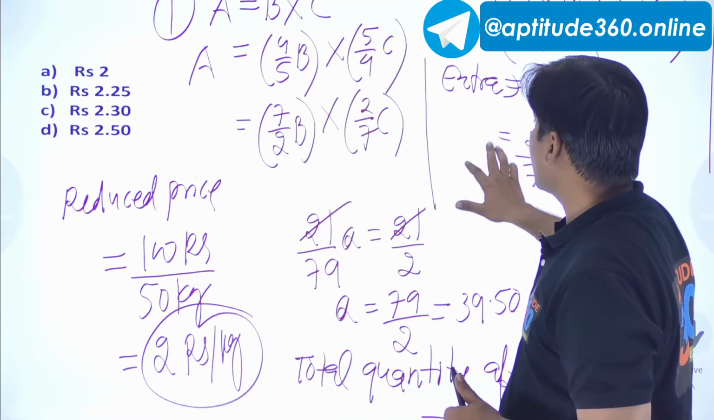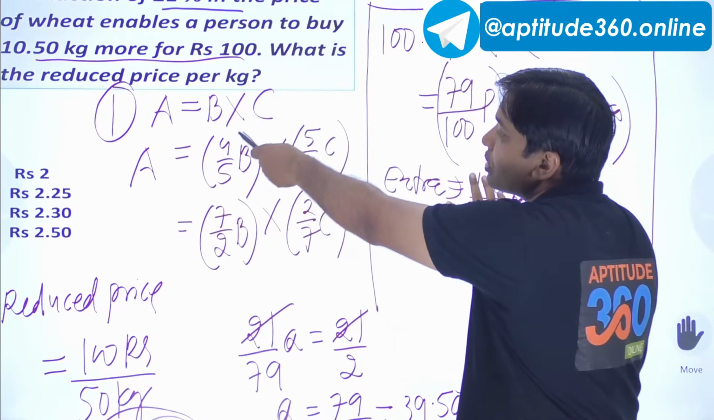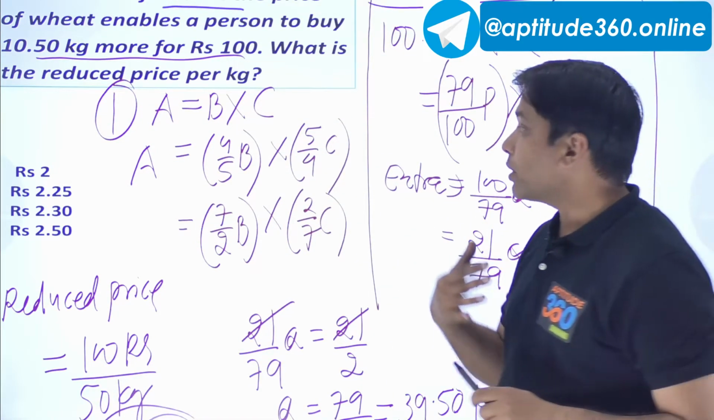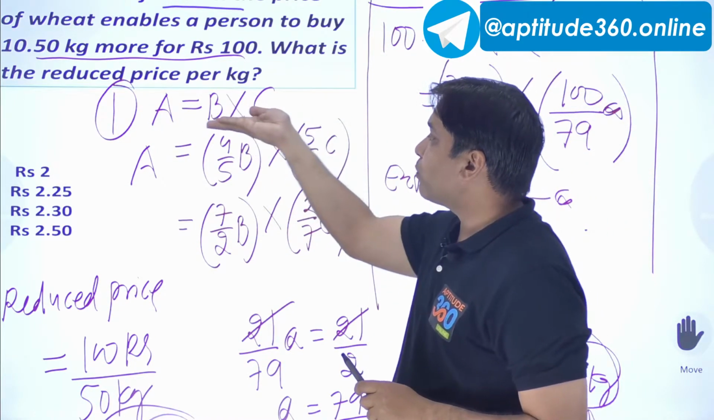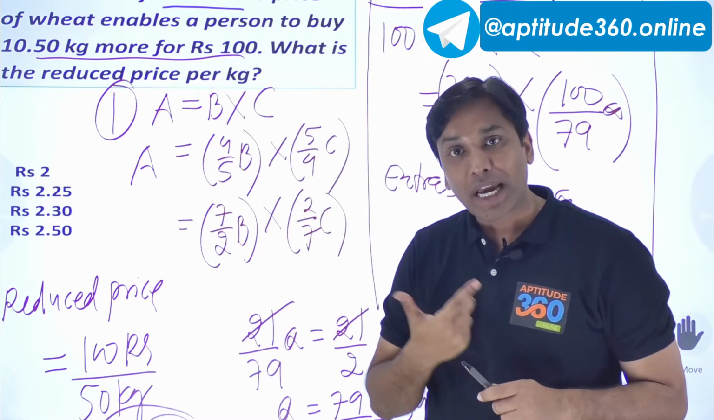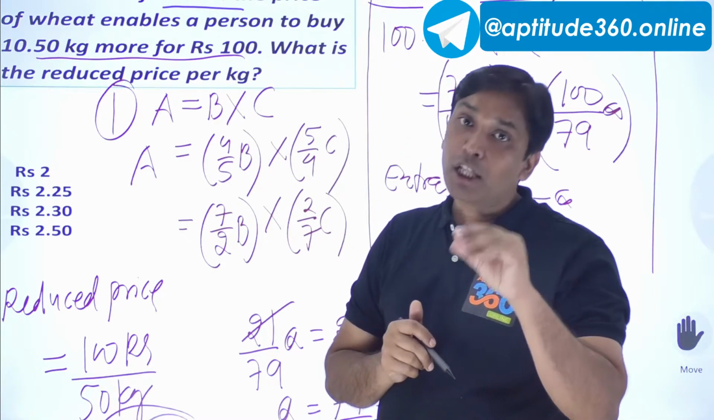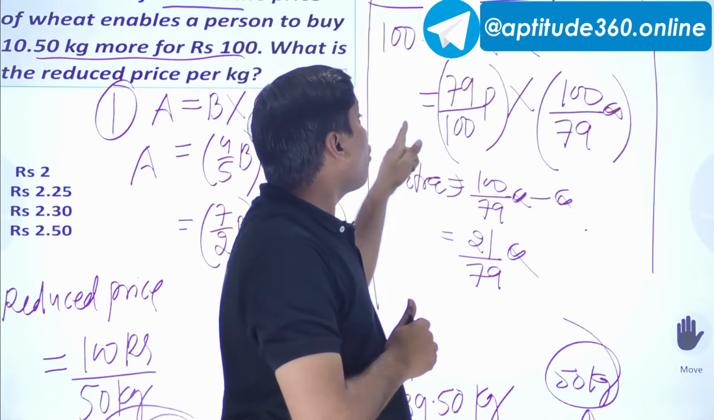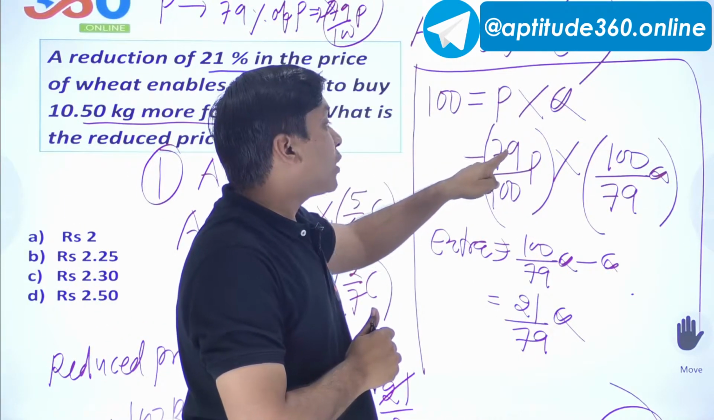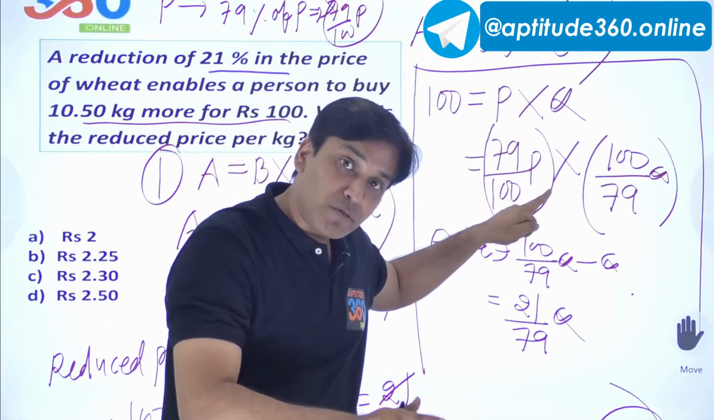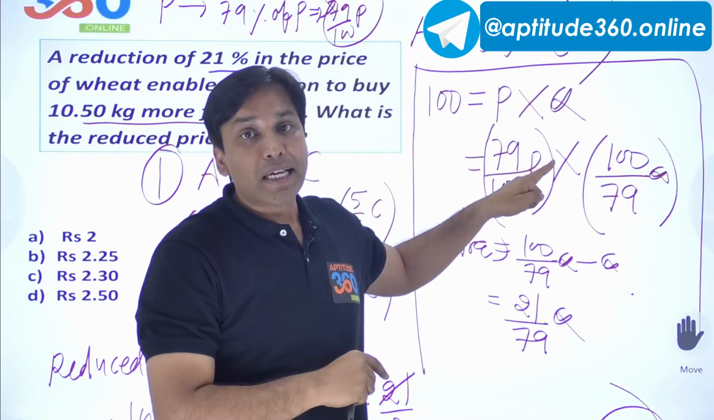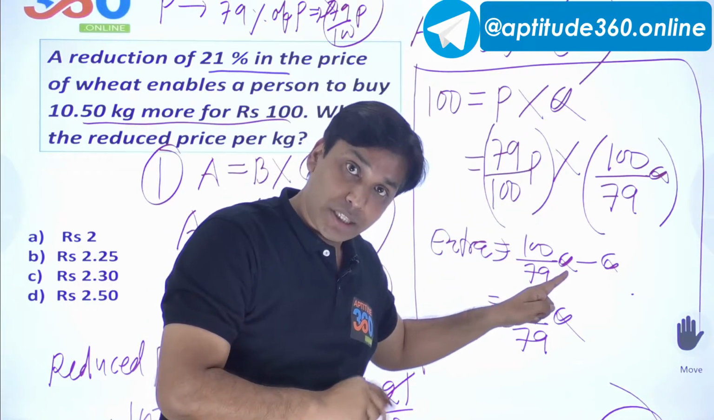All that you have to understand is this concept where I try to explain to you, that when A is equal to B into C, आप multiplying factors को कैसे adjust करोगे. Similarly over here they are saying that it is going down by 21%. So if it is going down by 21%, multiplying factor price का निकल के आएगा 79/100. Is that okay?